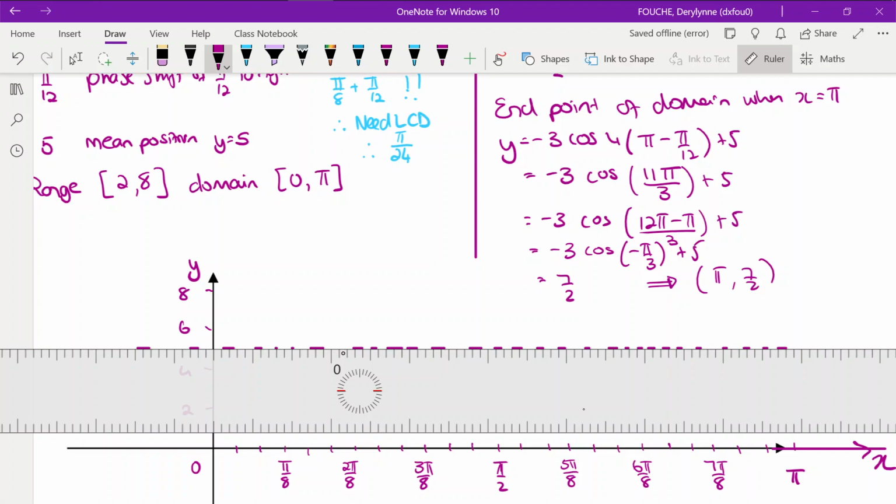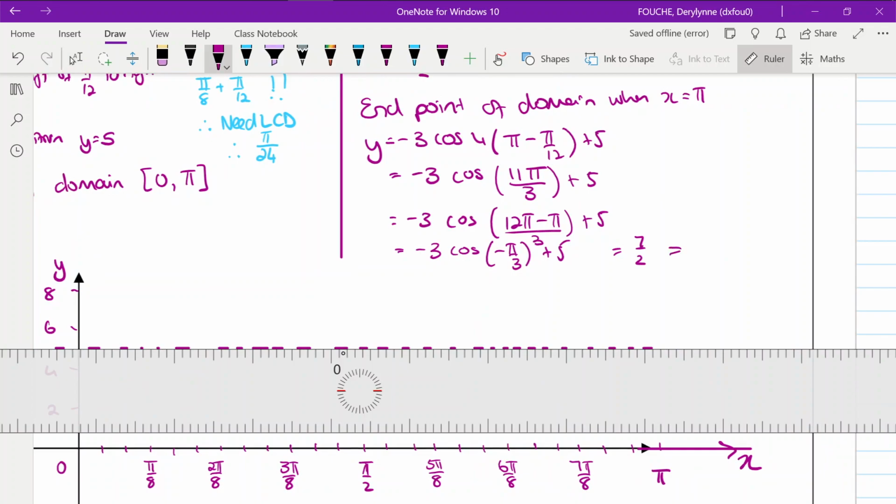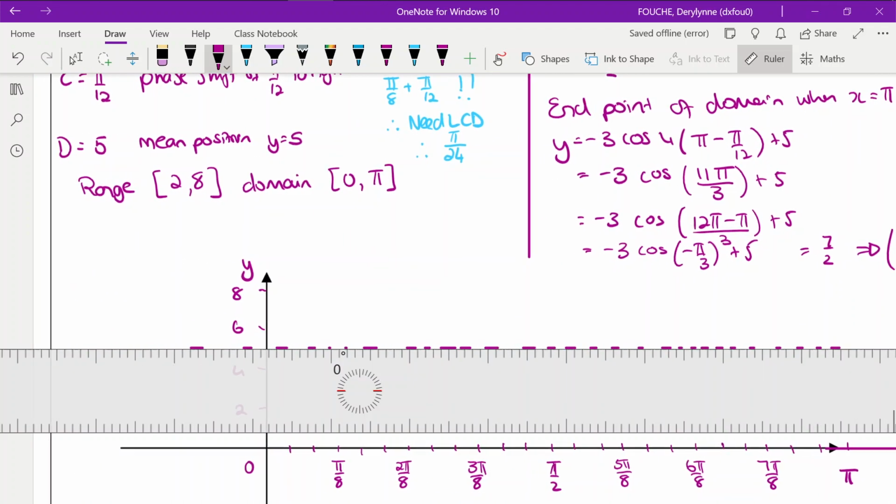I think I'm going to need to move this up slightly. Just going to move that. It wasn't 0, it was a pi. Okay, that should be able to fit in.